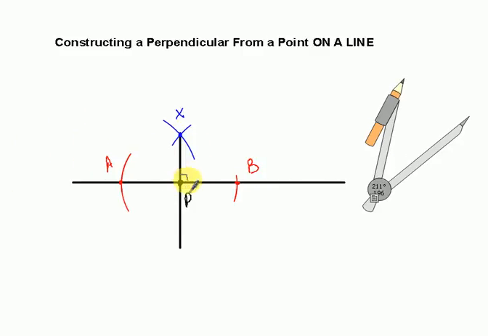Again, this ends up being perpendicular, and it goes through the point that I wanted, P. So that's how we construct a perpendicular from a point that's on a line.